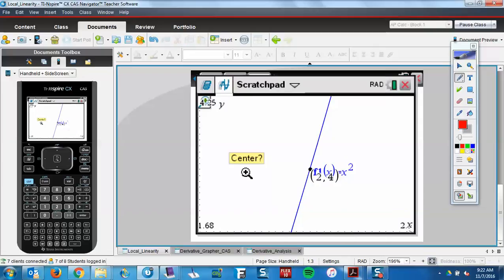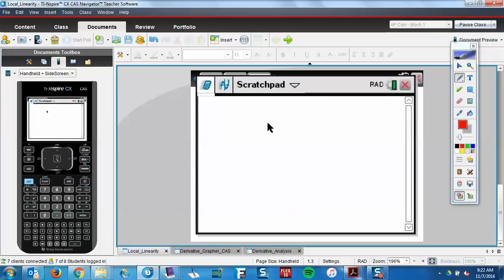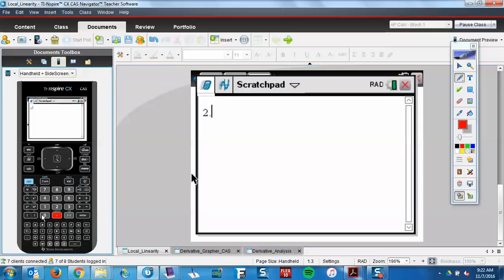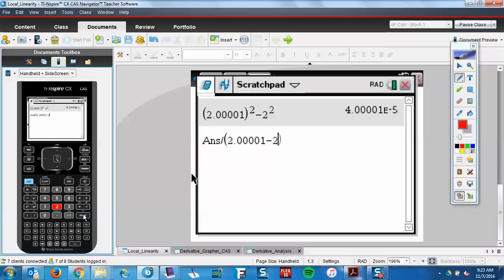Now, I don't have to zoom in, though, to pick 2 really close points, right? I could just go to my calculator screen. So if they wanted me to find f prime at 2, I could just go 2.00001 squared minus 2 squared, right? And then divided by, and then parentheses, 2.00001 minus 2, right? And there'd be my slope, right?